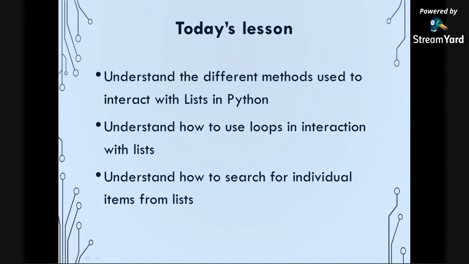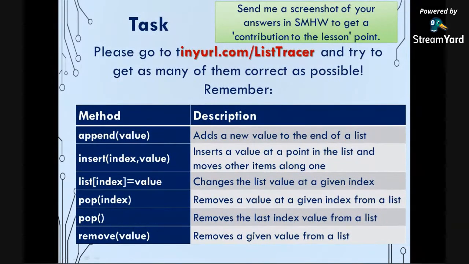Okay. So first task I want you to do, just to recap what you did last lesson, please could you go on to tinyurl.com/list tracer. It's a link that I've created. Please can you also try and get as many of those correct as possible. You might want to have a look at the code that I made. I created this piece of code. It wasn't gotten from somewhere else, but I want you to have a go at them. And remember these methods, okay?